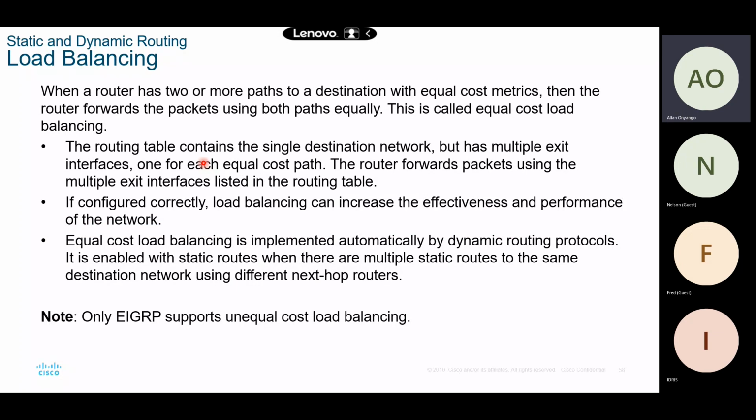Now, some of these protocols can do load balancing and some of them don't, okay? So load balancing, again, is when a router has two or more paths to the destination, and each of them has equal metric values, and therefore the router can forward packets through both ports, okay? So when packets are being forwarded using both paths equally, then we call it equal cost load balancing.